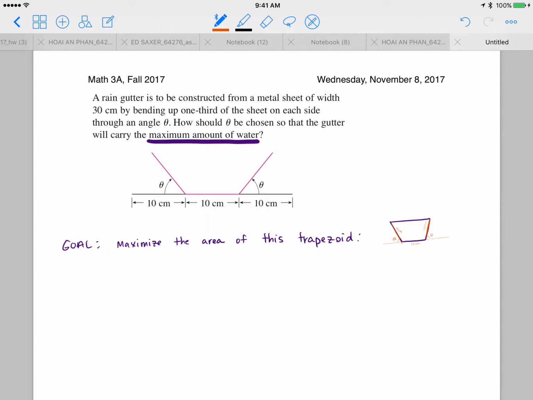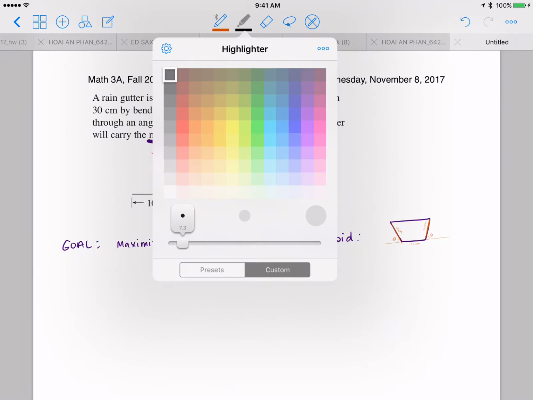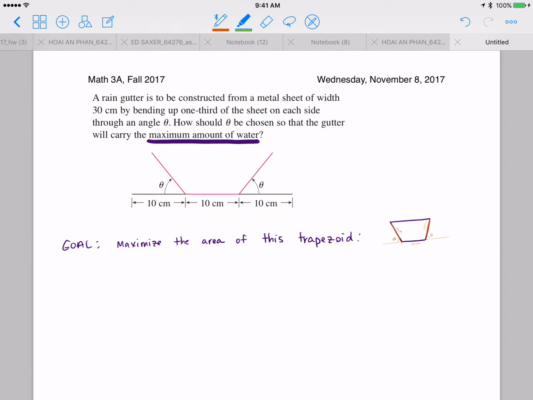So essentially, up here, we are looking at this leg being folded up, so it's being moved here. And this third is folded up. So we want the area of this trapezoid. And we want to maximize the area of the trapezoid.